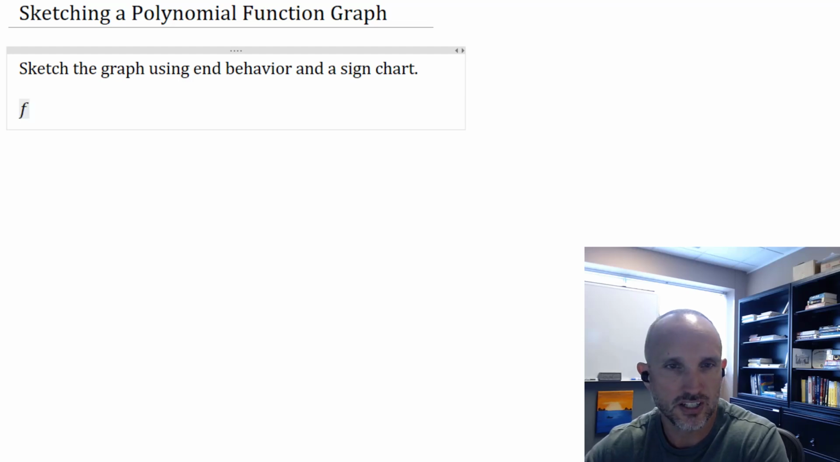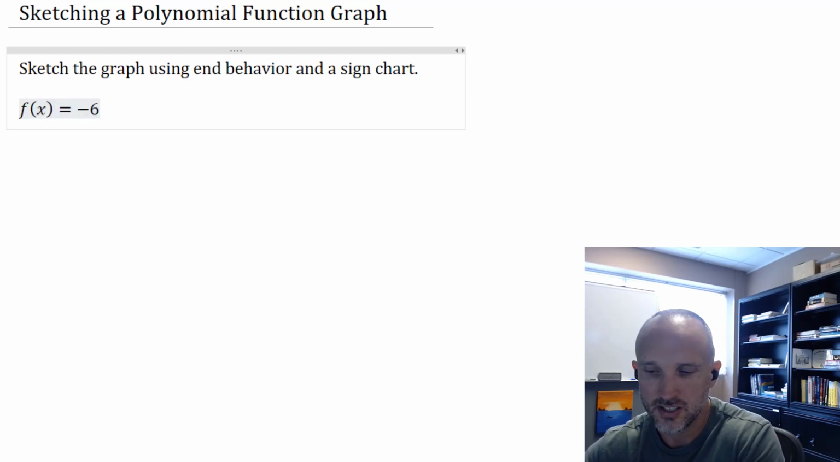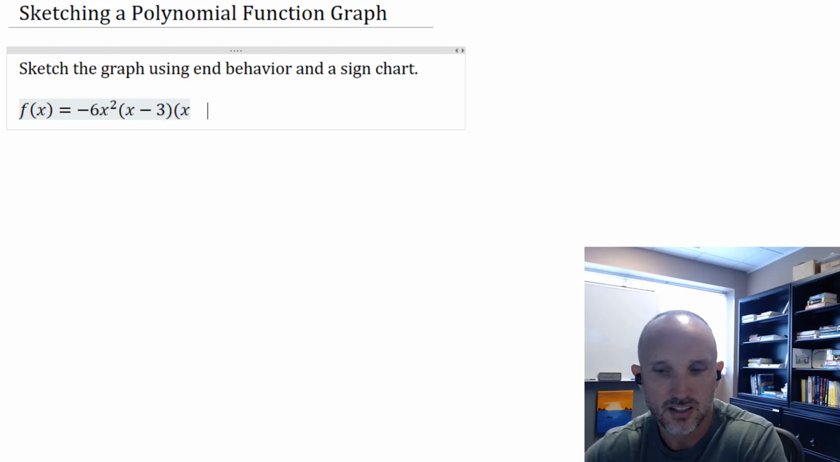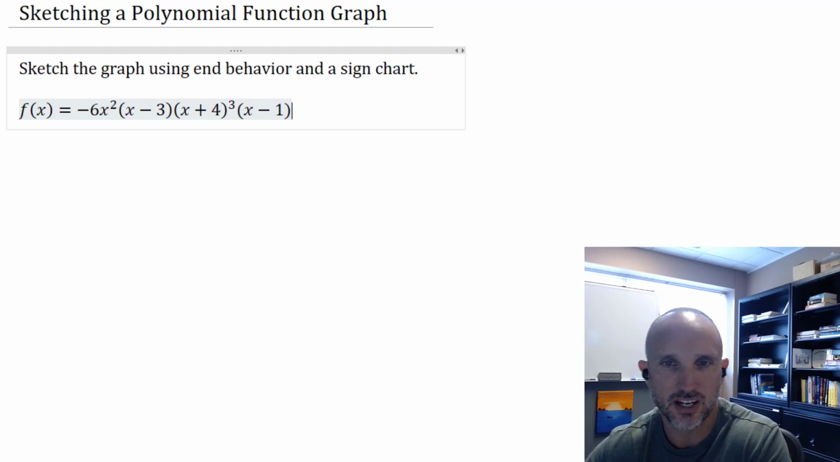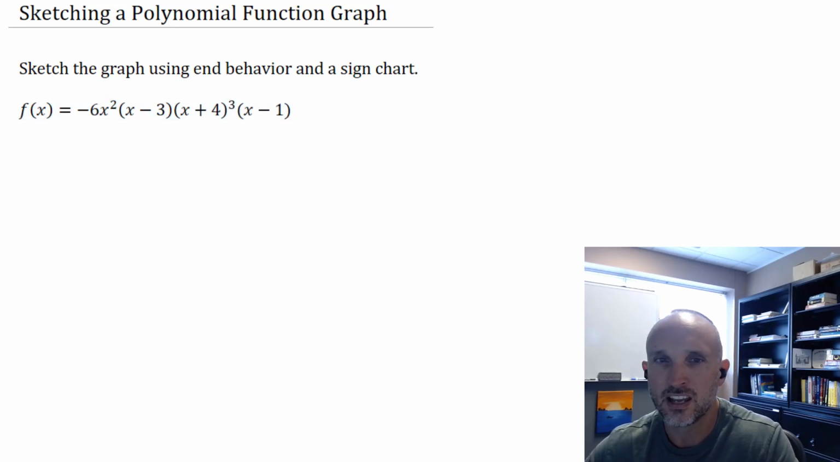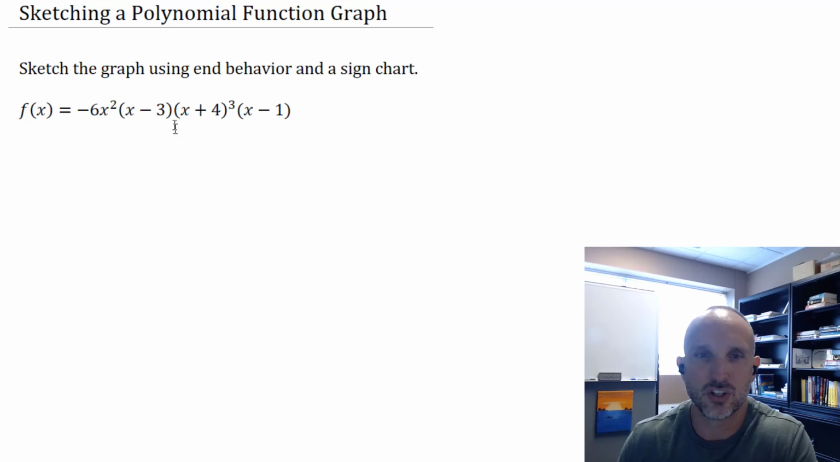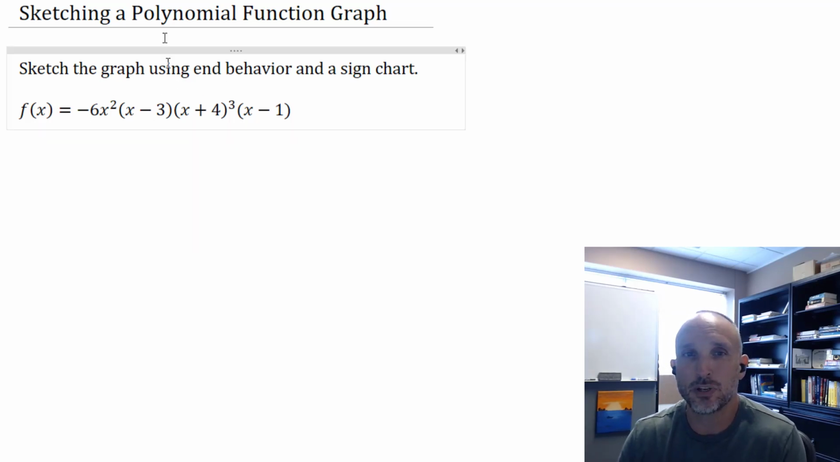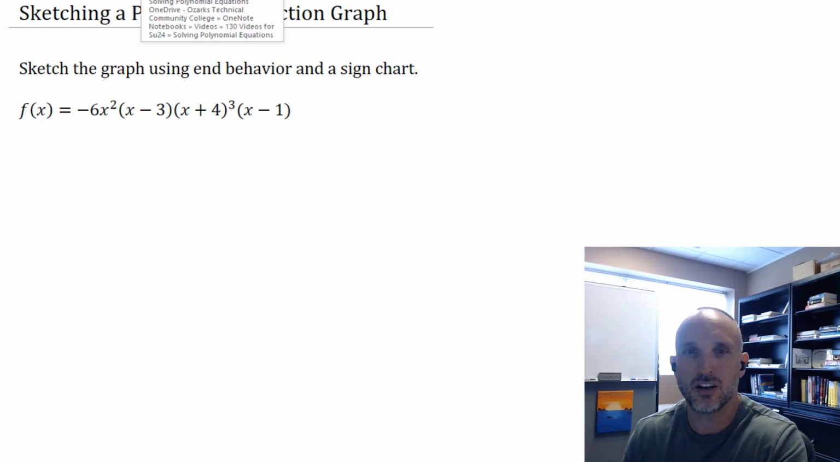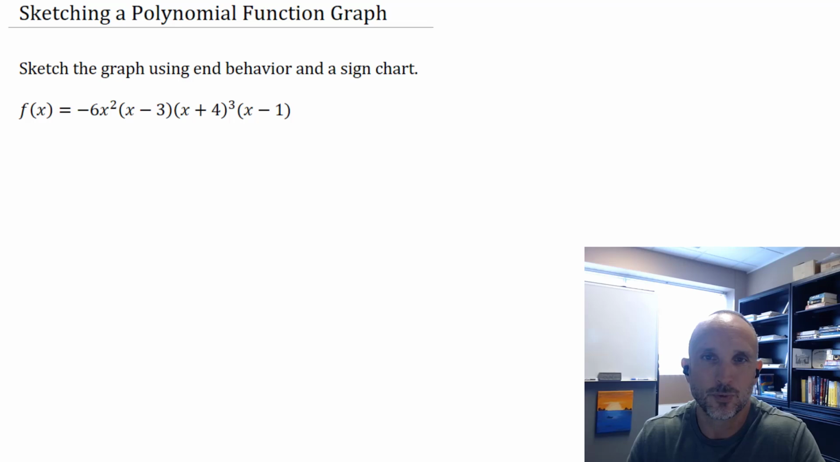So our first function is f of x equals negative 6x squared times x minus 3 times x plus 4 to the third times x minus 1. And one thing I really like about this function is that it's already factored for us. This is a polynomial function, meaning if you multiply it all out, you're just going to get a sum of powers of x.